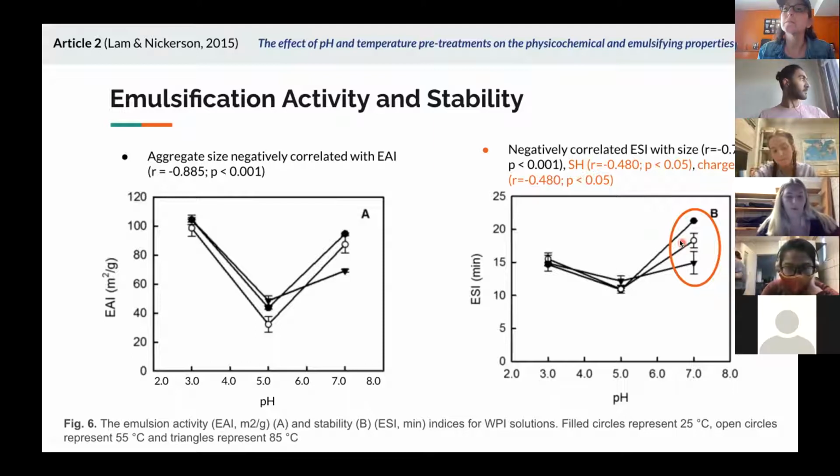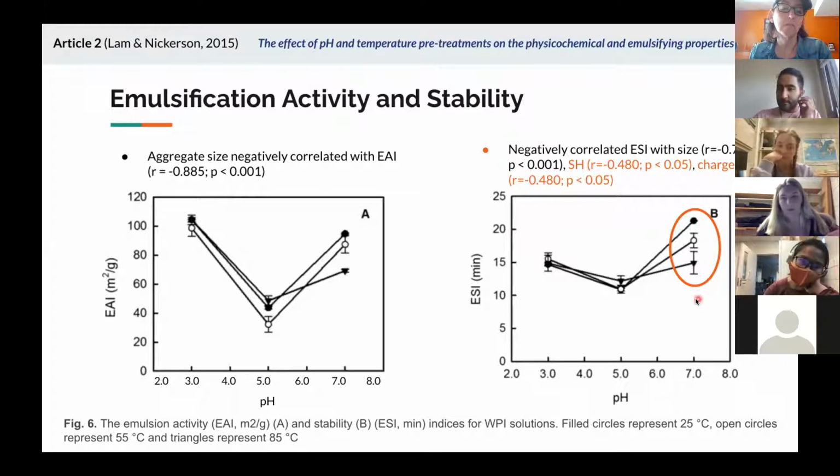So for stability, we see a decline at pH 5 and then increase at pH 7. Emulsification stability is associated with the electrostatic repulsion between droplets, which explains why it was lower at pH 5, close to the isoelectric point, and conversely higher at pH 7. The effect of temperature was also greatest at pH 7. You can see that it differs more at this point. The stability of the 85 C degree treated sample was attributed to the higher surface hydrophobicity promoting flocculation of the droplets. This is what the authors stated, although the differences in surface hydrophobicity at this pH were very minimal, so I don't know that this is the best explanation.